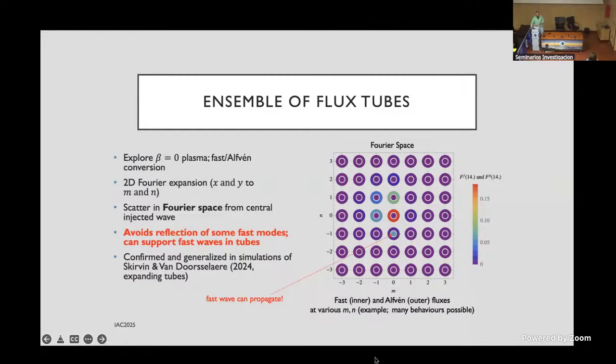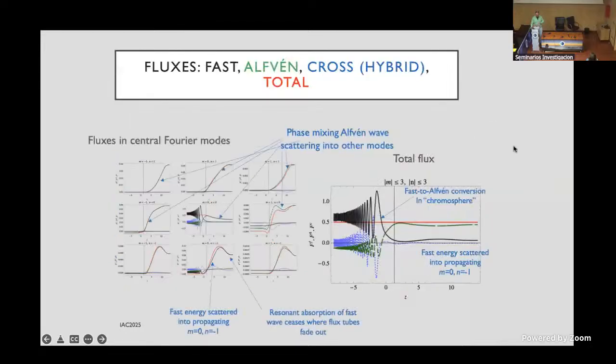So that is saying that the fast wave can actually manage to get up because it's scattered into a different wave number, which allows it to move up higher. So it's not the original fast wave which would have reflected, but because it's been scattered into a different mode, it's now able to go up. So this gives you a way of actually getting fast waves up higher than if you had just not had the flux tubes. However, in this example, we've got plenty of energy going up as an Alfvén wave, which is what we want.